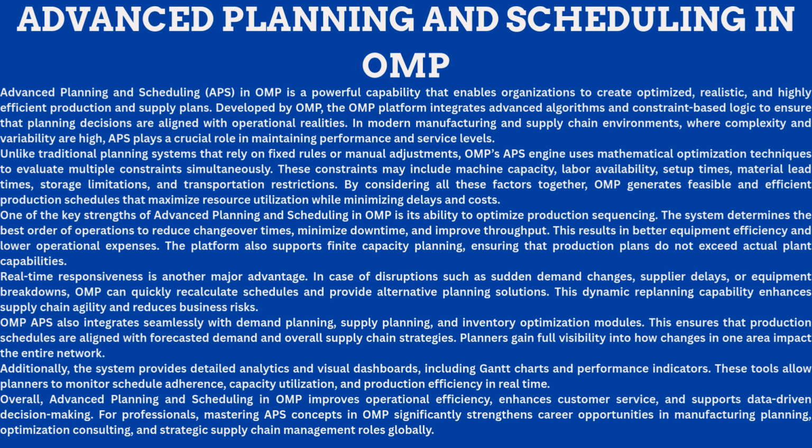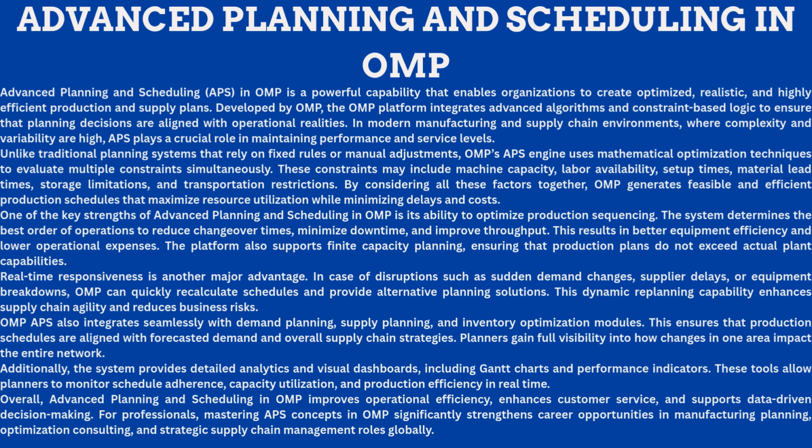Unlike traditional planning systems that rely on fixed rules or manual adjustments, OMP's APS engine uses mathematical optimization techniques to evaluate multiple constraints simultaneously. These constraints may include machine capacity, labor availability, setup times, material lead times, storage limitations, and transportation restrictions. By considering all these factors together, OMP generates feasible and efficient production schedules that maximize resource utilization while minimizing delays and costs.